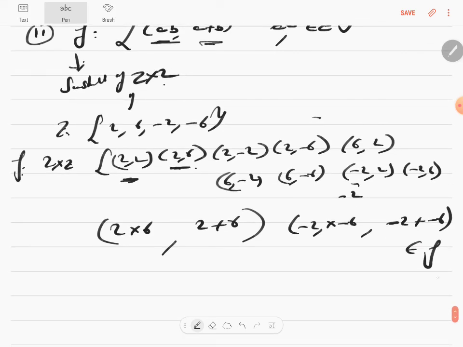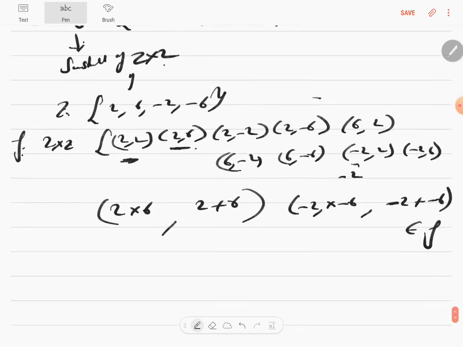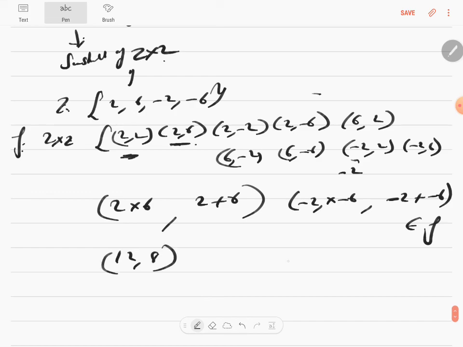Z cross Z, it belongs to this. Can you see? Yes. This will be (12, 8). This will be (12, minus 8). So the first element of the ordered pair is occurring twice. Not a function. Therefore it's not a function. But it's very difficult to remember this example, right?